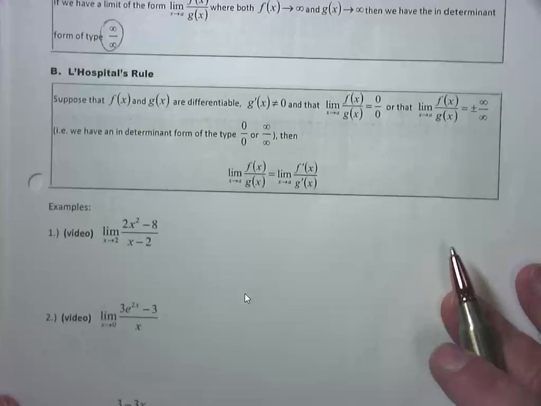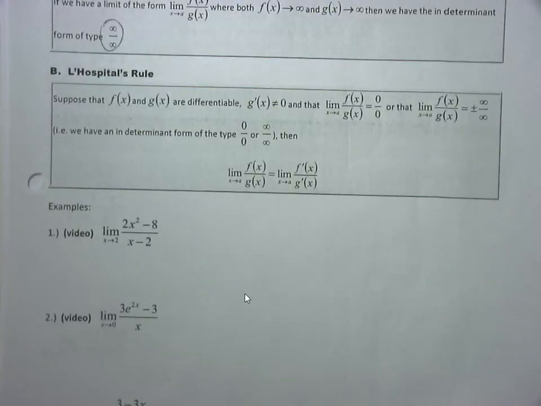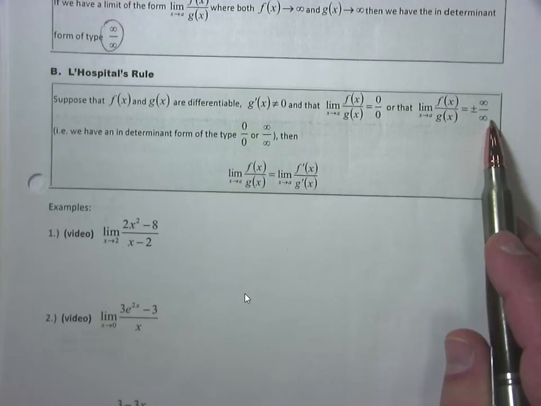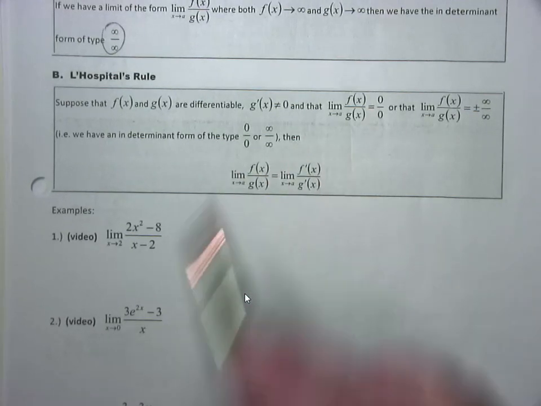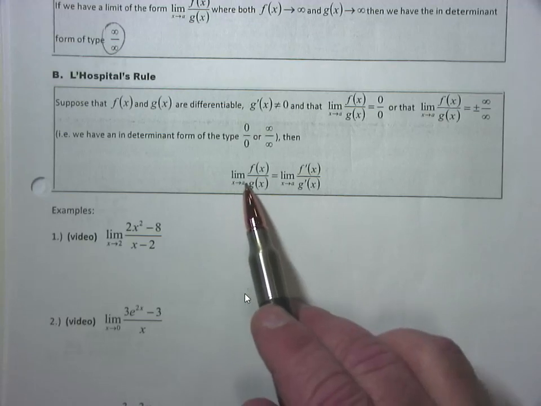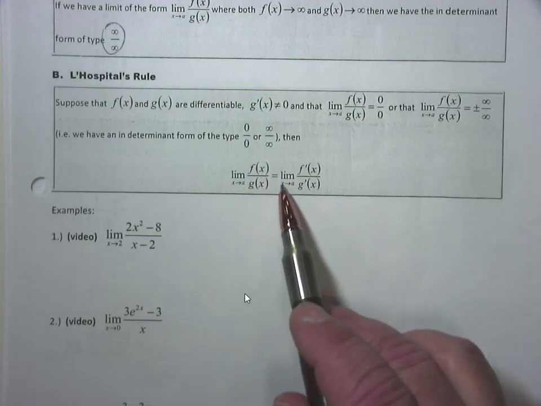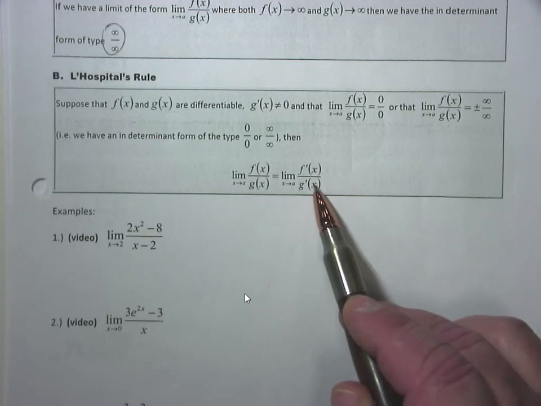And this is L'Hôpital's rule. Suppose that f of x and g of x are differentiable, g prime of x doesn't equal 0, and that the limit as x approaches a of f of x over g of x is 0 over 0, or the limit as x approaches a of f of x over g of x is plus or minus, we don't care about the signs, infinity over infinity. Okay? If that's the case, so we have the famous 0 over 0 or infinity over infinity, then we have indeterminate forms. Then, and this is L'Hôpital's rule, what does it say? The limit as x approaches a of f of x over g of x is equal to the limit as x approaches a of f prime of x over g prime of x.